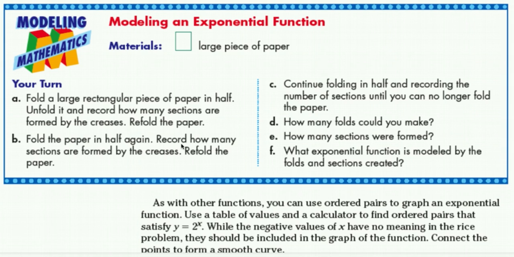I will put a new twist in this problem. Instead of folding it and recording the number of sections there are, let's see how thick a paper will be if you fold it, let's say around 40 times. And this video will show you a very interesting fact.